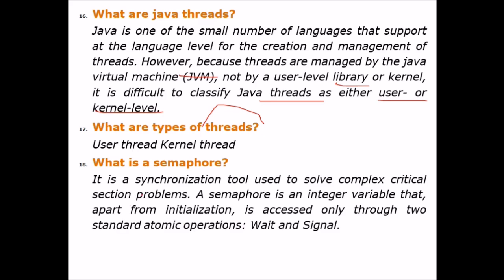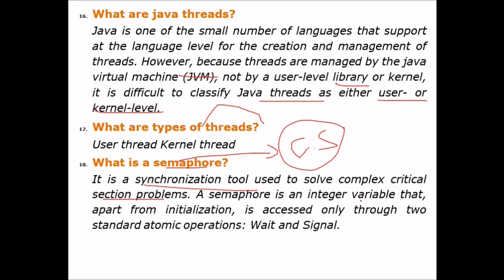What is a semaphore? A semaphore is a synchronization tool. It is nothing but a synchronization tool used to solve complex critical section problems. So semaphore is related to the critical section problem, and this is a solution. It is a synchronization tool for solving the critical section problem.